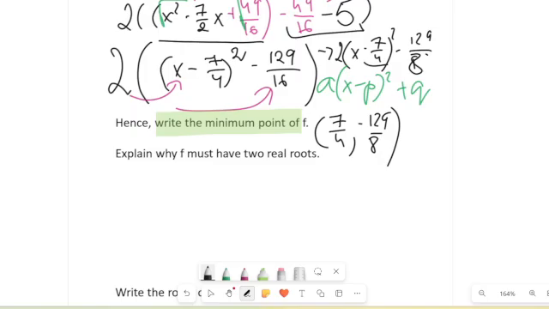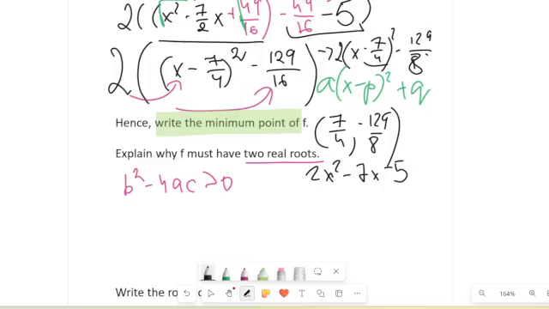Okay, the next one is to explain why f must have two real roots. So what we have to do over here, if they mention something about the nature of the roots, then I have to show that my discriminant is greater than 0. Okay, so my equation was 2x squared minus 7x minus 5.